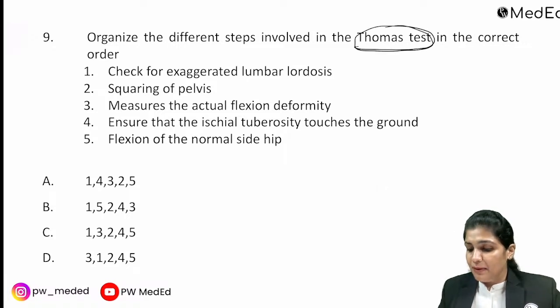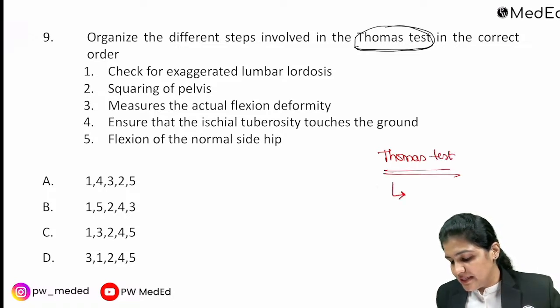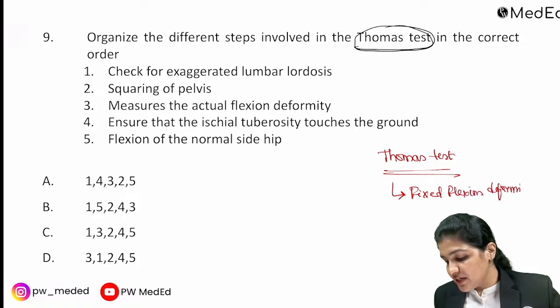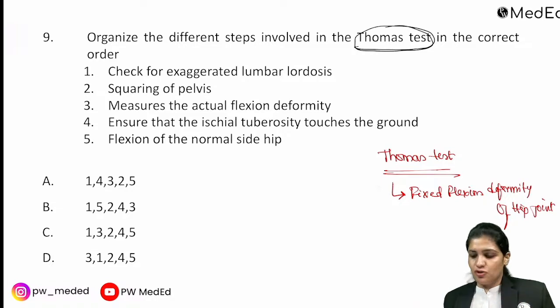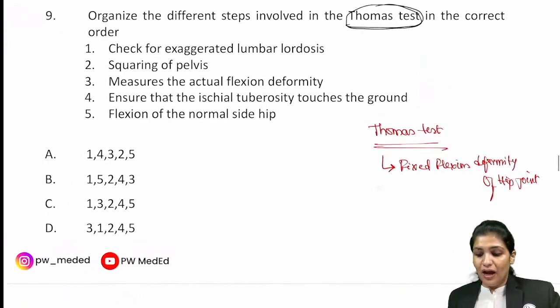First you have to remember that the Thomas test is mainly used for assessing what? It is used for assessing your fixed flexion deformity of the hip joint, right? This was given by Thomas, hence it is called the Thomas test, for the fixed flexion deformity of the hip joint. So how do you do this?